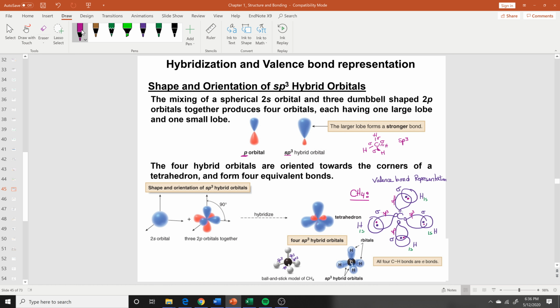The sigma bond is the overlap between the sp3 hybrid orbital of the carbon and the 1s orbital of the hydrogen. So it's the overlap. This is how I draw it. This bond, the sigma bond, is the overlap between carbon sp3 and hydrogen 1s. This is the sigma bond. So each of these sigma bonds in there, I have 4 of them.